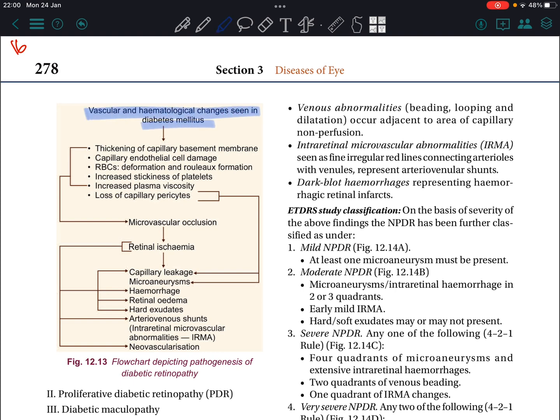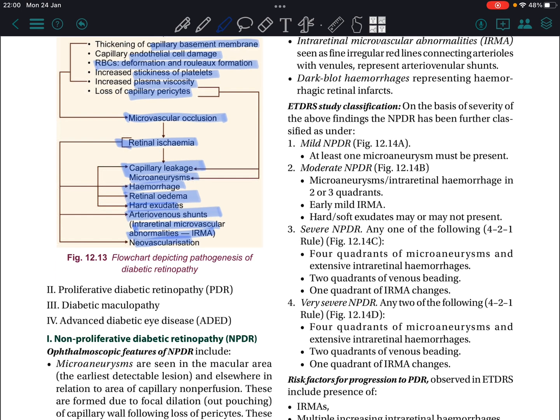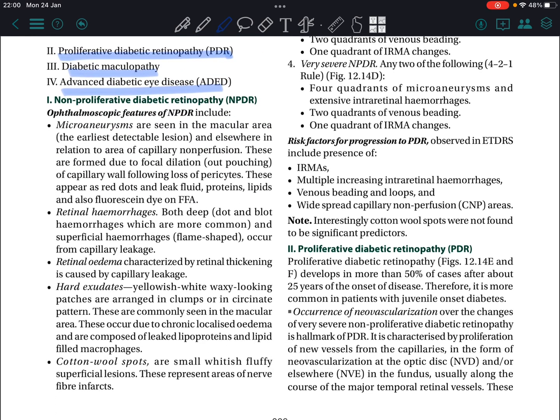Vascular and hematological changes in diabetes mellitus: thickening of capillary basement membrane, capillary endothelial cell damage, RBC deformation, rouleaux formation, increased adhesiveness of platelets, increased plasma viscosity, loss of capillary pericytes, then microvascular occlusion, retinal ischemia, capillary leakage, microaneurysm, hemorrhage, retinal edema, hard exudates, arteriovenous shunts, intraretinal microvascular abnormalities, neovascularization, proliferative diabetic retinopathy, diabetic maculopathy, advanced diabetic eye disease.